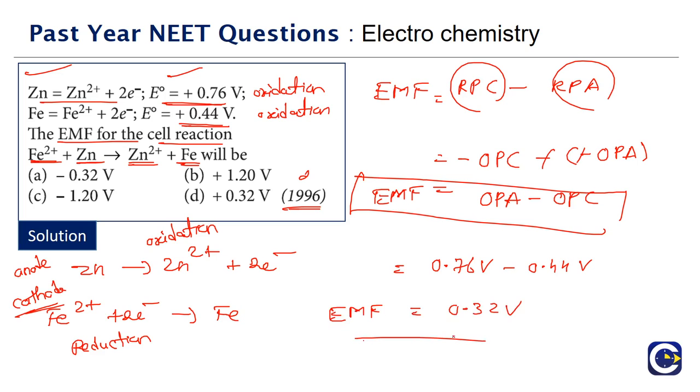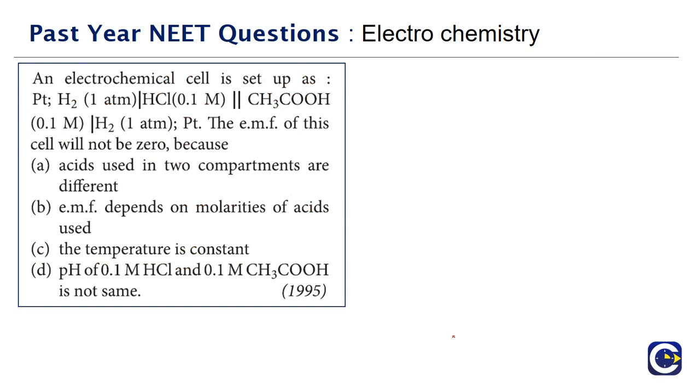So normally, as a convention, we will only talk about the reduction potentials. That's why we will use the equation: cell EMF is equal to the reduction potential of cathode minus reduction potential of anode. But we can also express the cell EMF value in terms of the oxidation potentials. So the correct answer for this is option D.